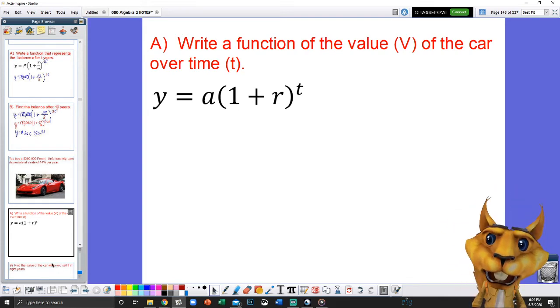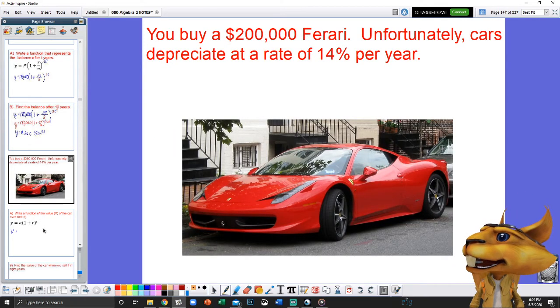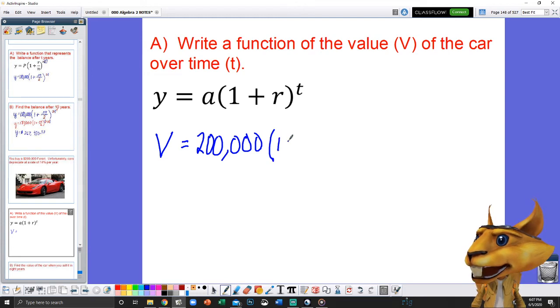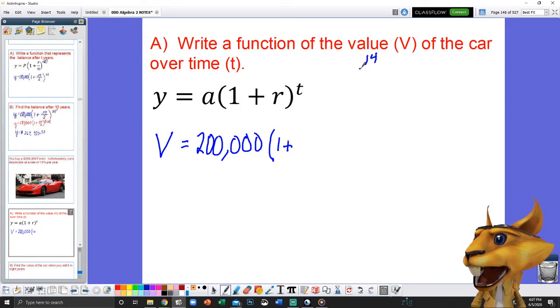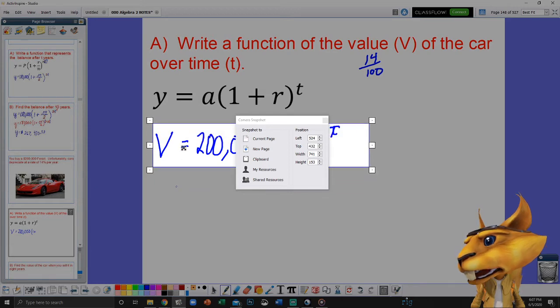All right, hopefully you are done. Here we go. We got y. Oh, v it says is the value, so I'm going to put a v there. The amount that I started with, well, it was a $200,000 Ferrari. Oh, look at that. It's beautiful, isn't it? $200,000 right there. But watch what happens to your $200,000 very quickly in the next problem. R, well, the rate was 14%. So remember, with percents, we're going to take that number and divide by 100. So my calculator told me 0.14. And then T is our time. So that is all we needed for that one. I'm just going to copy that.